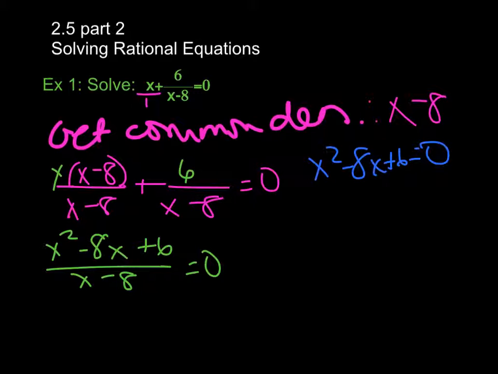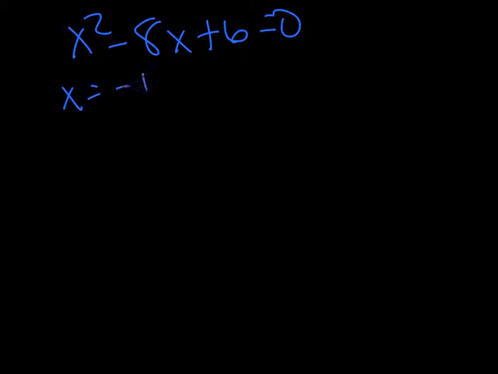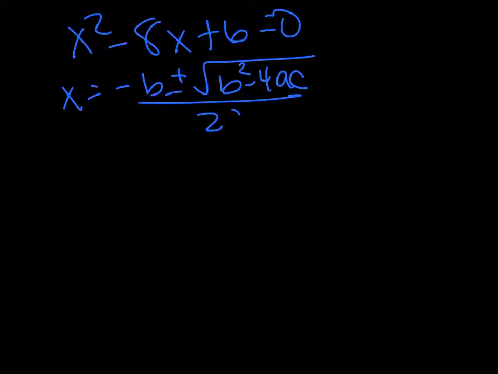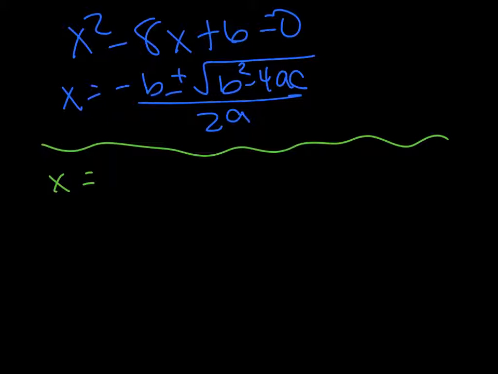For this, I'm going to go on the next screen because we're going to need some space. From the previous screen, I have x squared minus 8x plus 6 equals 0. This does not factor, so we're going to have to do the quadratic formula, which is x equals negative b plus or minus the square root of b squared minus 4ac all over 2a. So we're going to plug that in. My a is 1, my b is negative 8, my c is positive 6.